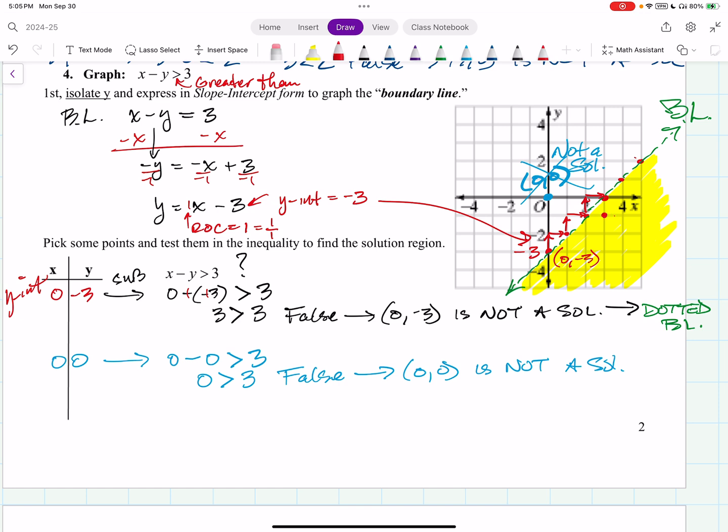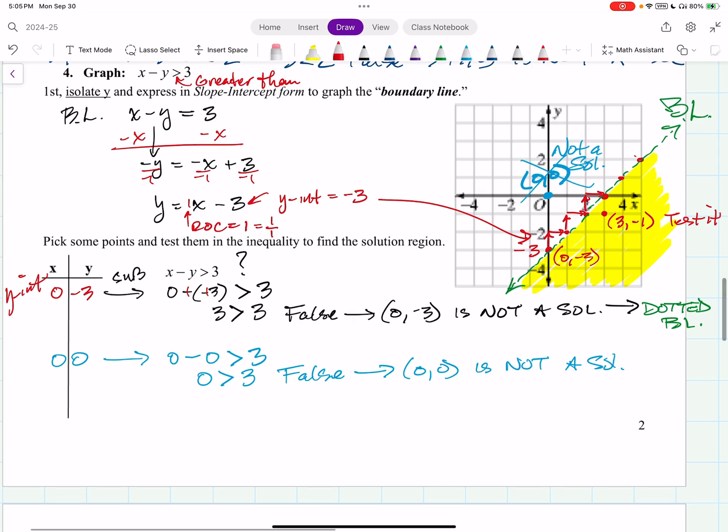this point right here, which is 3, -1. And I'm going to test it. Okay, and the way we test it is by substituting it in the inequality. So here we go. So 3, -1. Let's test it. And again, we test it in the inequality, which is right here.